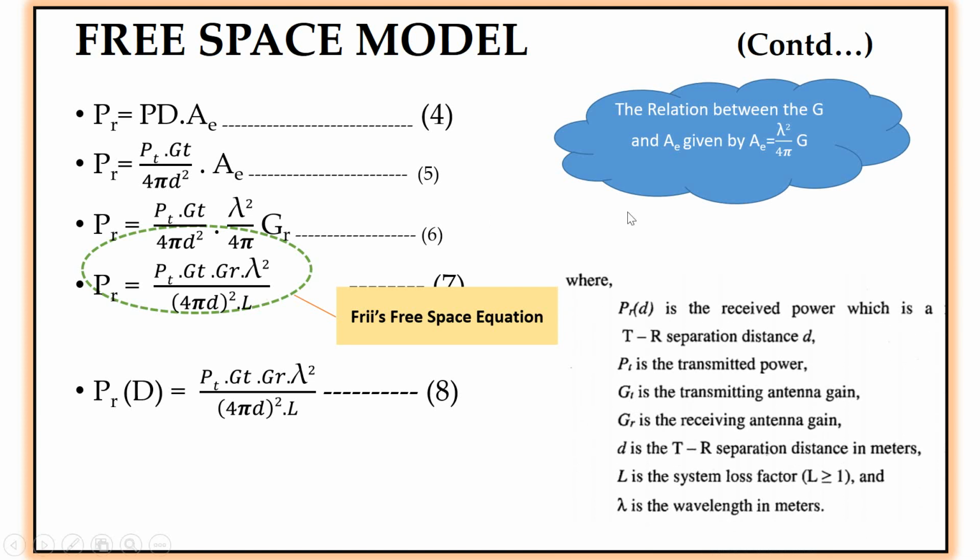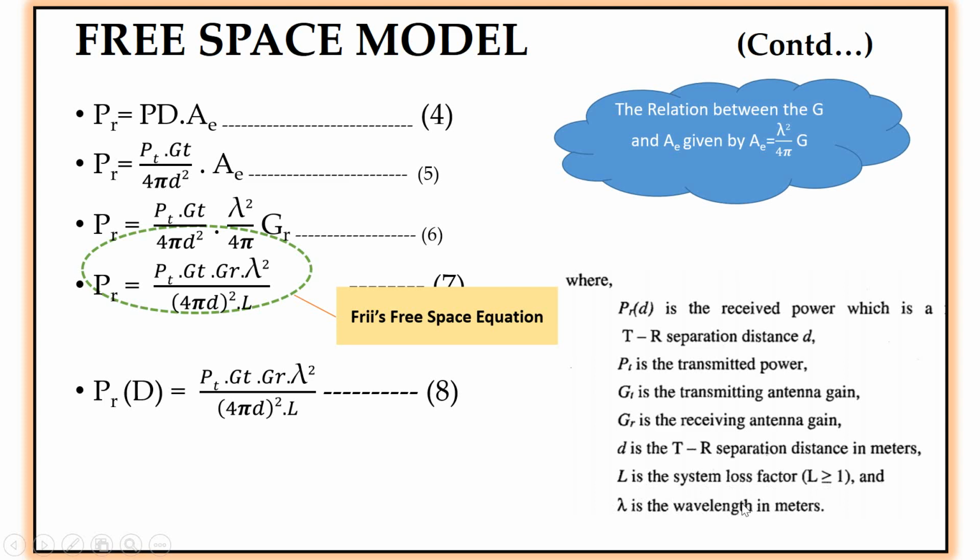And I've designated the parameters. What is PR(d)? It is nothing but the received power at a T-R separation distance d. Then, as stated already, PT is the transmitted power, GT is the transmitting antenna gain, GR is the receiving antenna gain, and d is the separation between the two antennas, the transmitting antenna and the receiving antenna. L is the system loss factor whose value is greater than or equal to 1. And lambda, we all know, is the wavelength in meters.